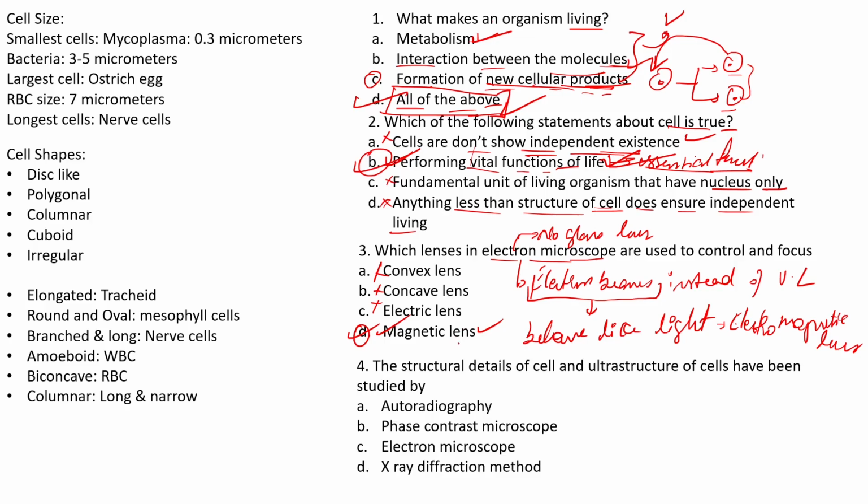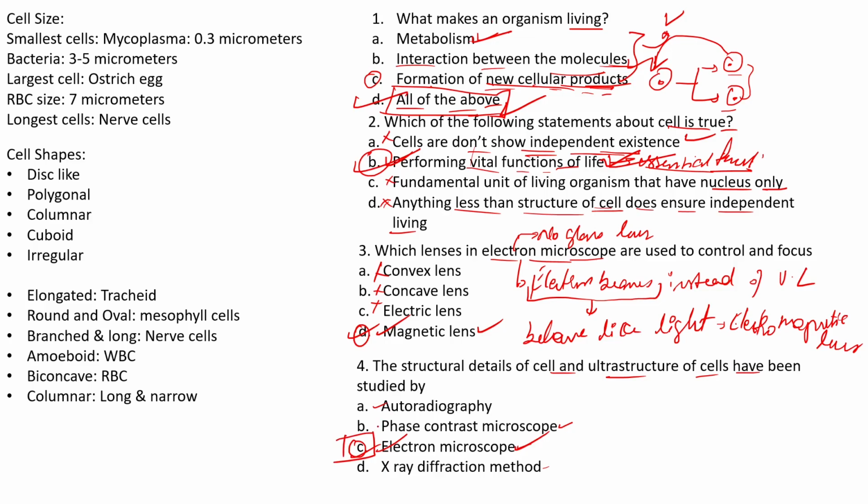Now, moving on, the structural details of the cell and ultrastructure of cells have been studied by: autoradiography, phase contrast microscope, electron microscope, or X-ray diffraction method. We have discussed that ultrastructure means the most detailed structure of the cell. It is only possible to study such ultrastructure of the cell with the help of an electron microscope. So hence C is our right answer.